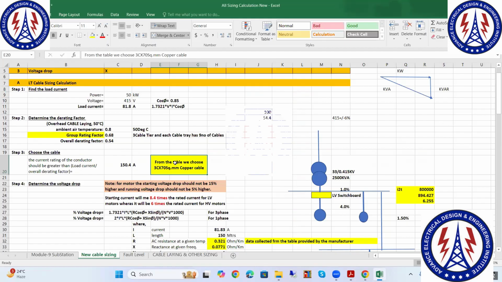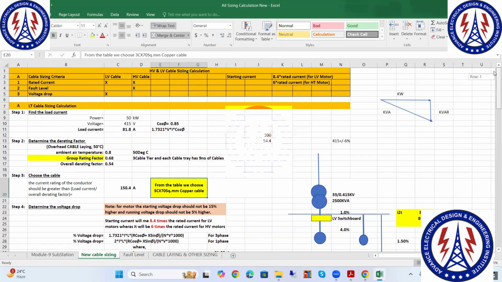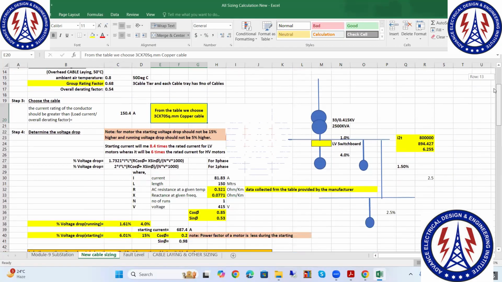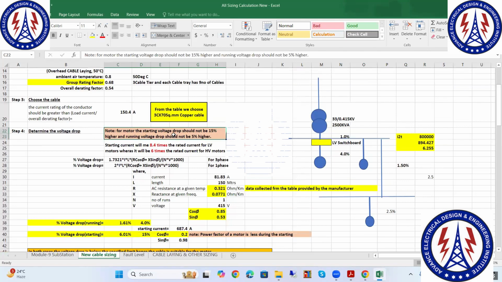What I'm doing here is the first step. All the steps should be verified, otherwise our cable sizing is not correct. Second condition is the voltage drop. As I told, every cable has a certain length, so because of that, voltage drop happens.